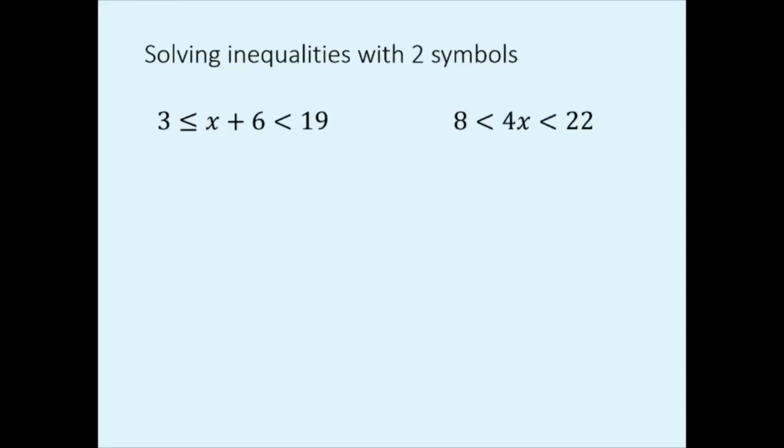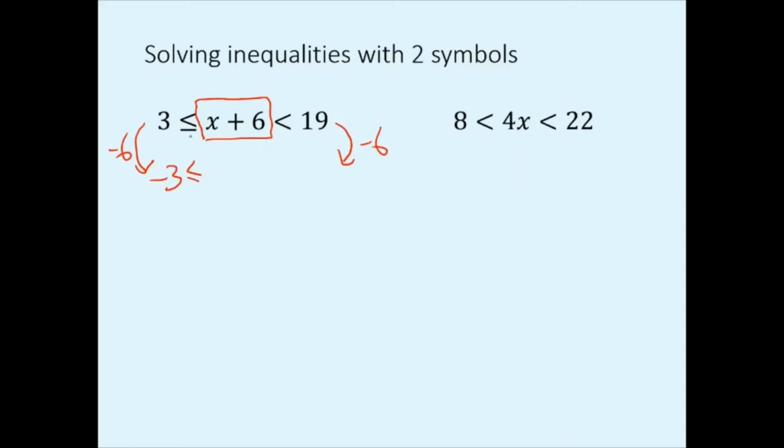This part is slightly unique. You won't get this solving normal equations, but the process is the same. On this one, in the middle here, I've got x plus 6. I only want x on its own, so I'm going to take 6. And normally I would say take 6 from both sides. What I really mean here, though, is take it from all 3 different components. So 3 take 6 is minus 3.